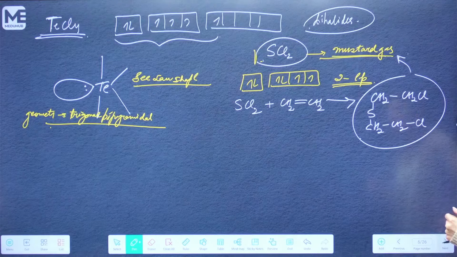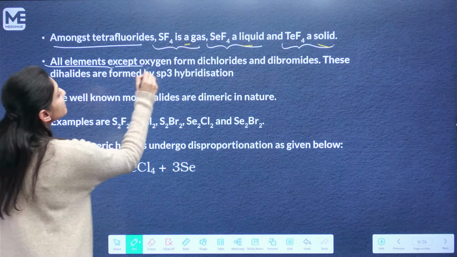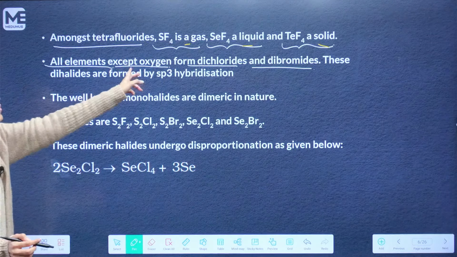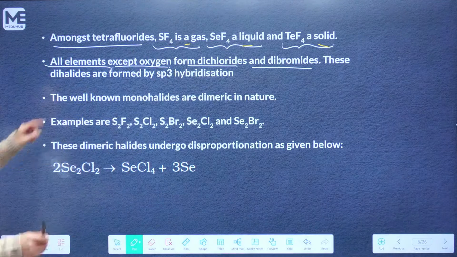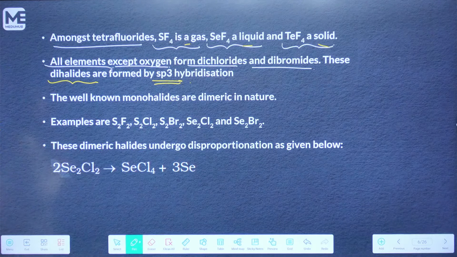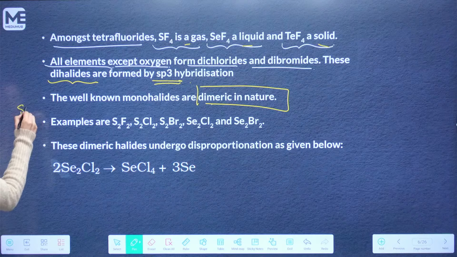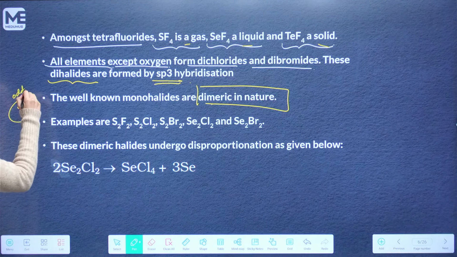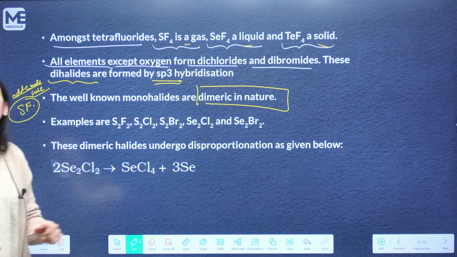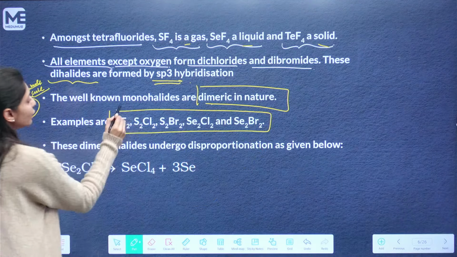Right. So now it says all elements except oxygen form dichlorides and dibromides. This we have already discussed because oxygen is more electronegative than chlorine and bromine. Alright, the dihalides are formed by sp3 hybridization. Now the monohalides are always dimeric in nature. This is because the monohalides, let's say SF, would be an odd electron molecule. Because it's an odd electron molecule, it is always formed as a dimer. So these are the dimers of the monohalides.